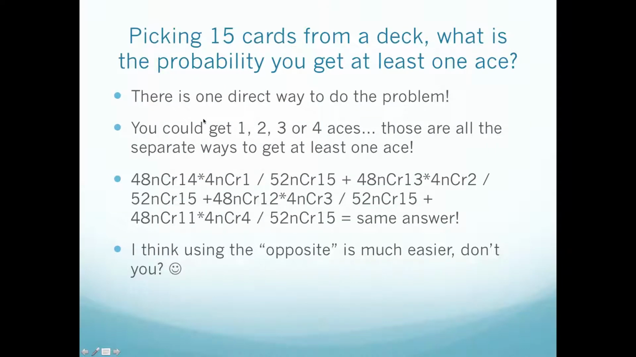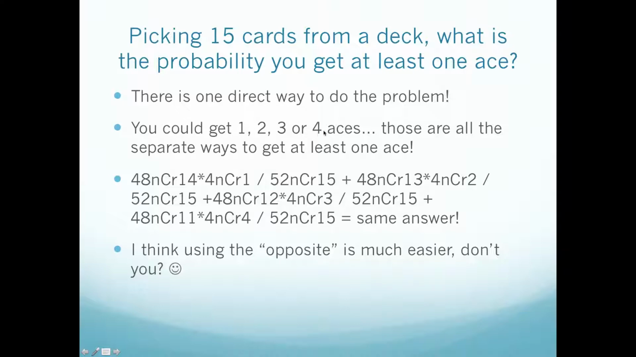Now, there is a direct way to do the problem. You could say, well, I'm either going to get 1, 2, 3, or 4 aces. I mean, we already addressed the 0. And those are all the separate ways of getting at least one ace. And this actually makes what's called a partition of the space. You either get 0, 1, 2, 3, or 4 aces. Those are all the possible answers, and there's no intersection. You can't get 2 and 3 aces at the same time. It's one or the other.